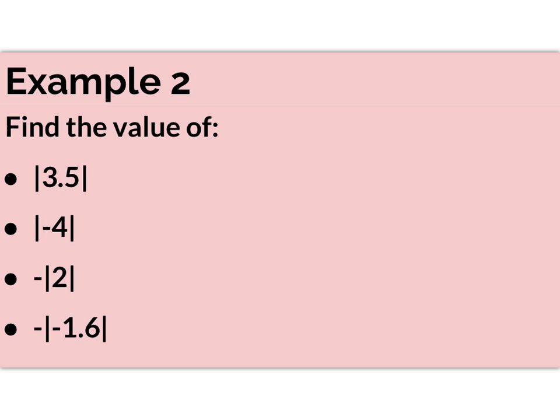Okay, find the absolute value of the following numbers. Remember, absolute value is a distance. Anything inside the bars is always positive. So we have 3.5. This one is 4. The opposite of the absolute value of 2 is -2. And the opposite of the absolute value of -1.6: this negative goes away, but since this negative is on the outside, that is why the answer is -1.6.